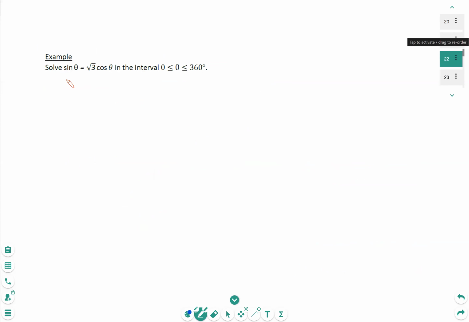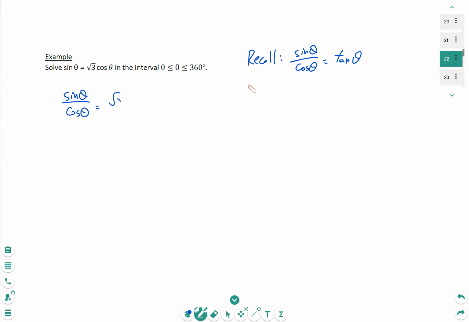Right. This one, we have a sine and a cos. That's why you have to remember the identity you've learned in a previous lesson in 10.3. So recall sine theta over cos theta is tan theta. So what can we do in here? If we divide both sides by cos theta, sine theta over cos theta equals root 3 cos theta over cos theta. This one cancels out. So on the left hand side, you get tan theta equals root 3.